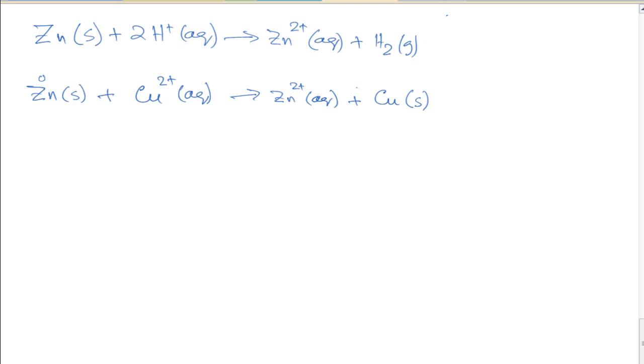So let me write the 2 reaction halves. Let me write the oxidation half where the zinc solid is becoming the zinc 2 plus aqueous, and the 2 electrons that it is losing are over here, 2 electrons that came out.